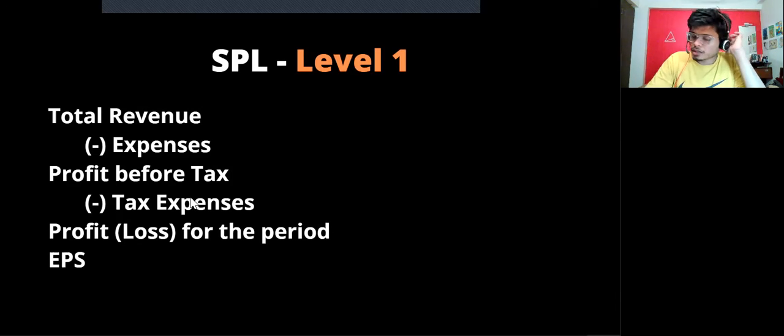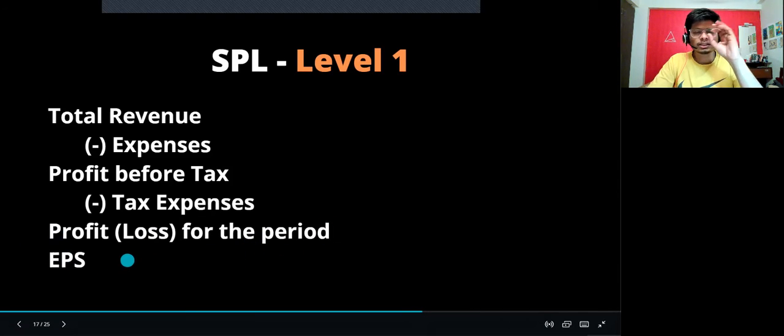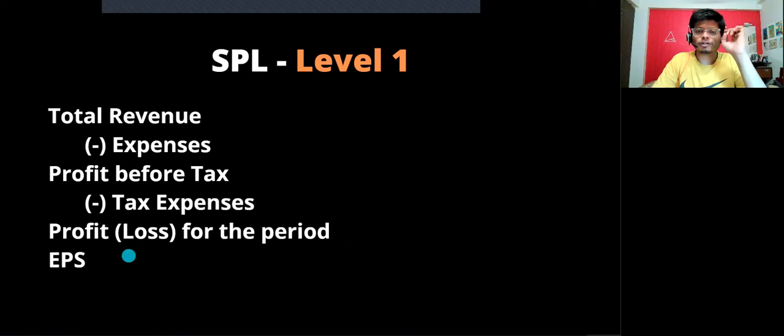Okay. So very simply, what profit and loss account is: total revenue minus expense is equal to profit before tax. Then you pay the tax and you get profit for the period. You divide this profit by the number of shares and you get EPS. So this is the very simplest possible thing of how profit and loss account works. Revenue minus expense equal to profit, profit minus tax equal to profit after tax.